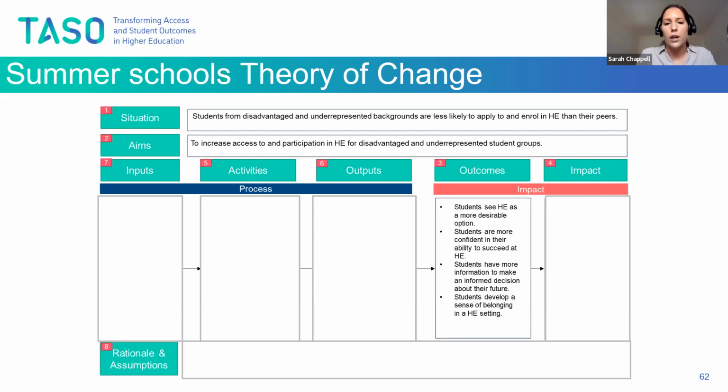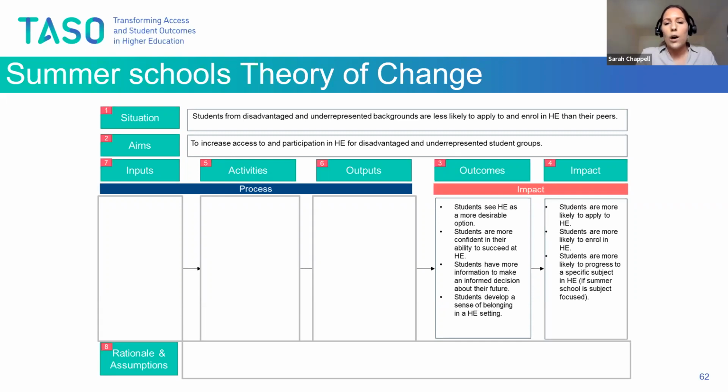So that's what we want the outcomes of our summer school to be, which then leads to our impact, which is that students are more likely to apply to HE, more likely to enroll in HE, and if they're doing this particular subject summer school, more likely to progress to a specific subject in HE.